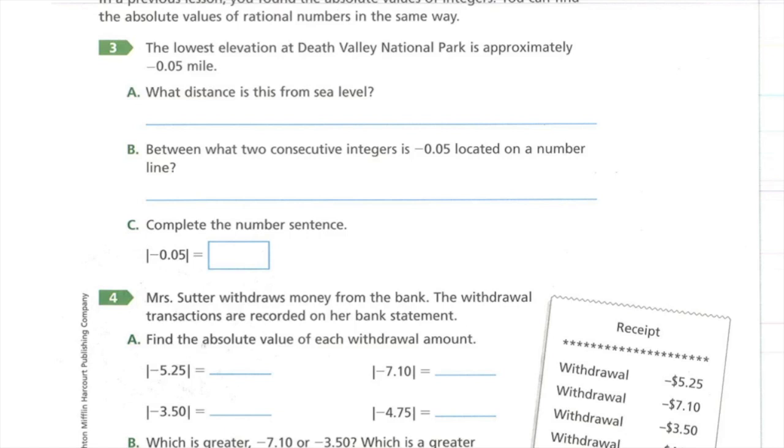In a previous lesson, you found the absolute value of integers. You can find the absolute value of rational numbers in the same way. So remember, absolute value is the distance from 0. We can just count the distance from 0. It's always positive. Number 3, the lowest elevation at Death Valley National Park is approximately negative 0.05 miles. What distance is this from sea level? Okay, so how far from sea level is it? Well, it's 0.05 mile.